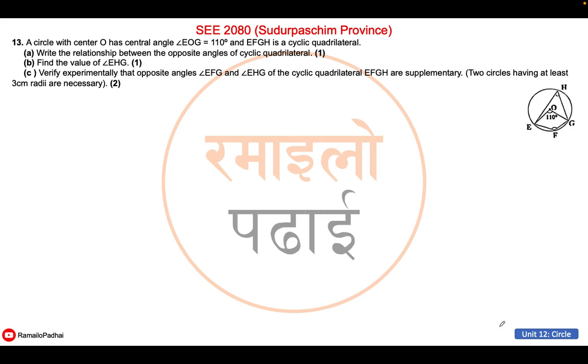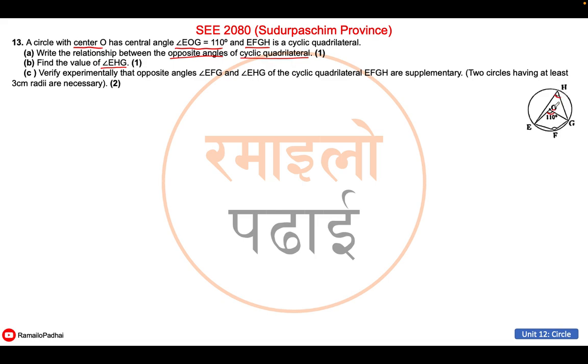Today we are going to solve a question from Unit 12 circle that was asked in SEE 2080 at Sudurpaschim province. The question says that a circle with center O has central angle EOG equals 110 degrees, and EFGH is a cyclic quadrilateral. Fine. In A, write the relationship between opposite angles of a cyclic quadrilateral. The relation will be supplementary. In B, find the value of angle EHG.